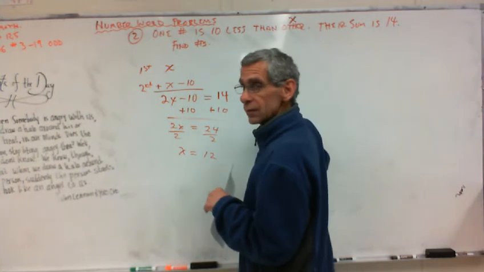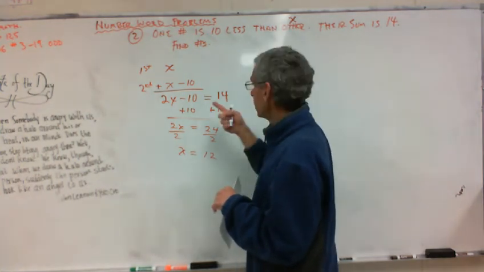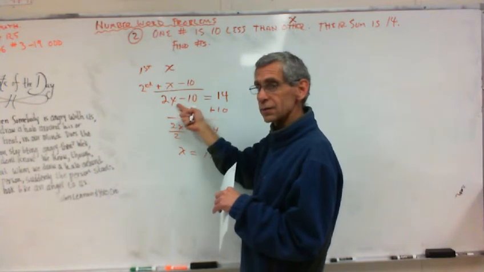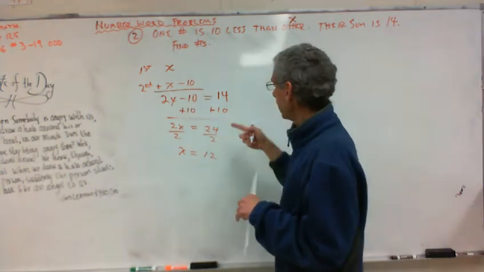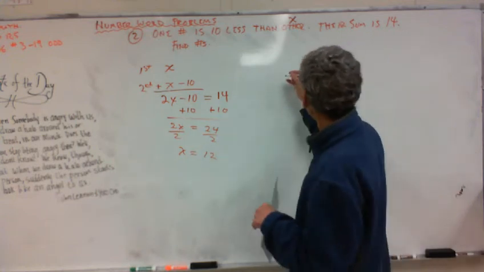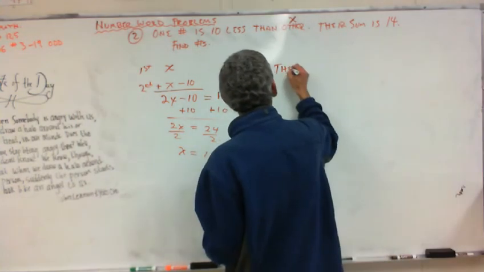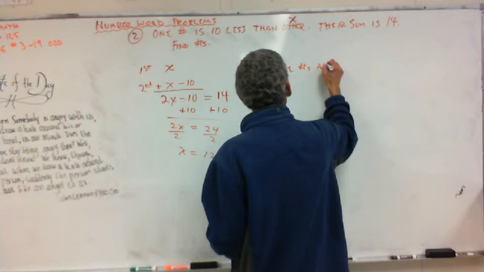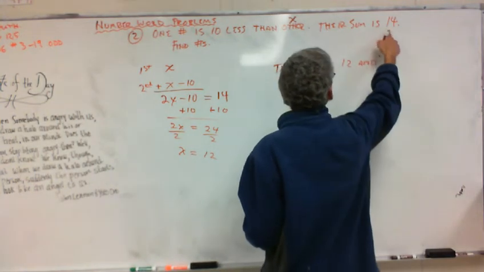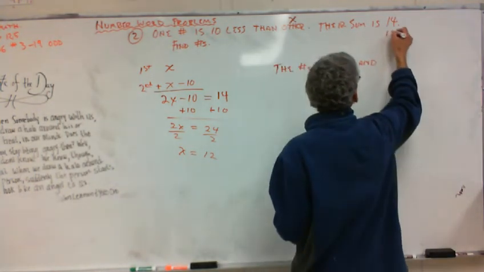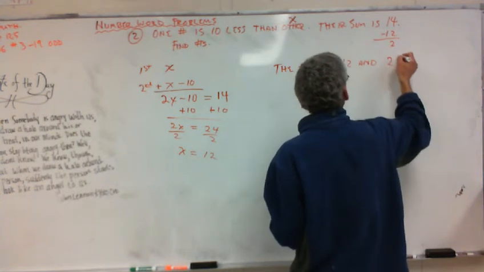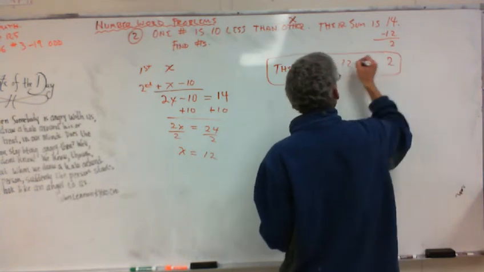Does that make sense? Yeah. And so then I add them together. This is 1x plus 1x equals 2x, right? So then I have to figure out my numbers. The numbers are 12 and, it says their sum is 14. What's 14 minus 12? 2, right? So 12 and 2. Those are my answers.